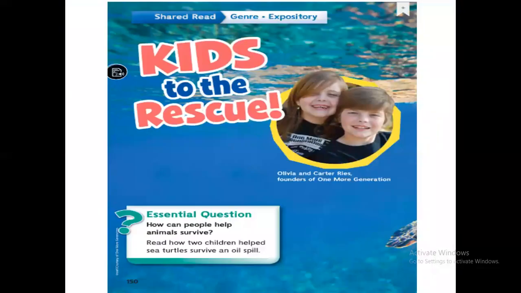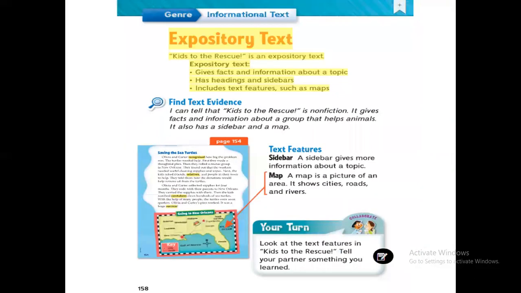So the title of our story is Kids to the Rescue. The genre of the story is expository text. What's the meaning of expository text? Expository text gives facts and information about the topic. It has text features like diagrams, labels, and headings. You can find it on page number 158 in your reading book.